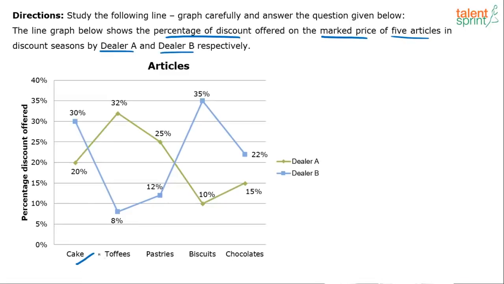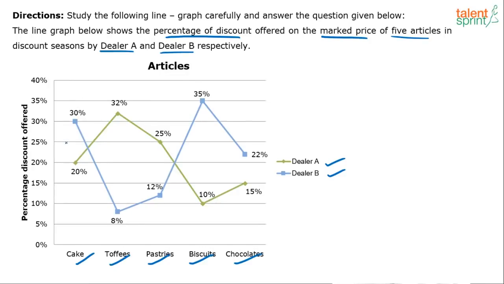So what are the 5 articles? Cake, toffees, pastries, biscuits and chocolates. The y-axis is percentage of discount from 0% to 40%, right? And 2 dealers, dealer A and dealer B. The line in green shows discounts offered by dealer A and the line in blue shows the discounts offered by dealer B. And simple, directly the percentages are marked to us.